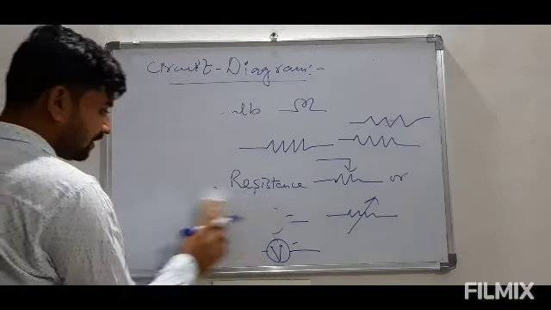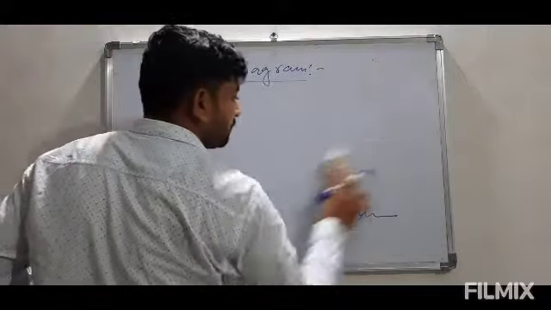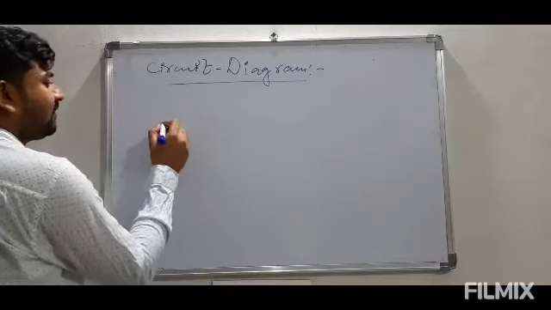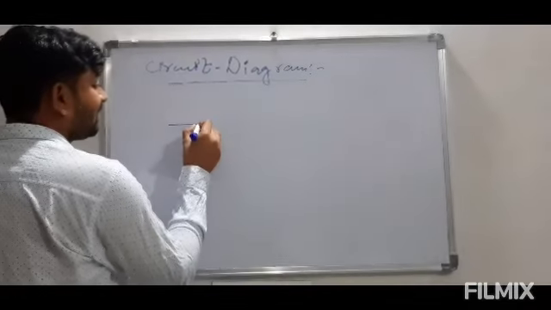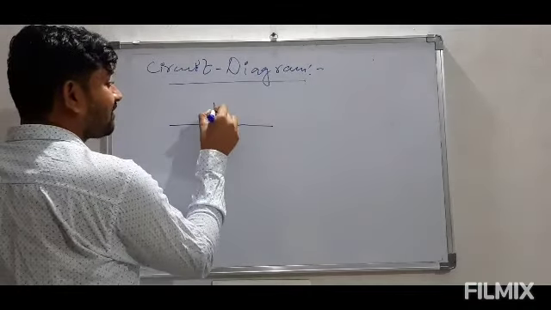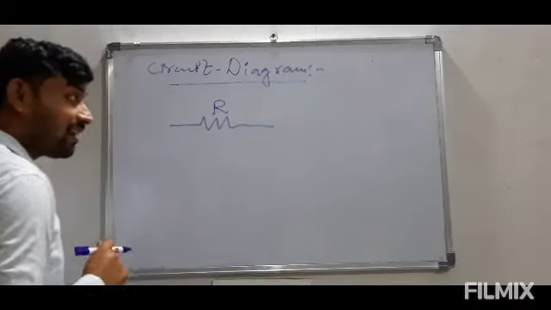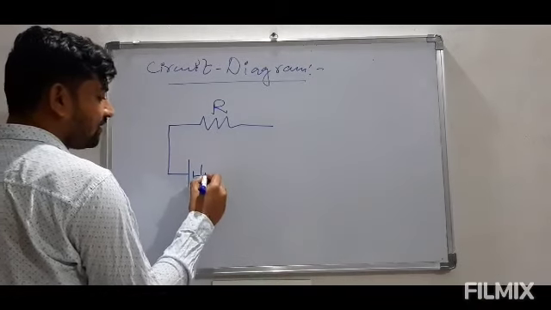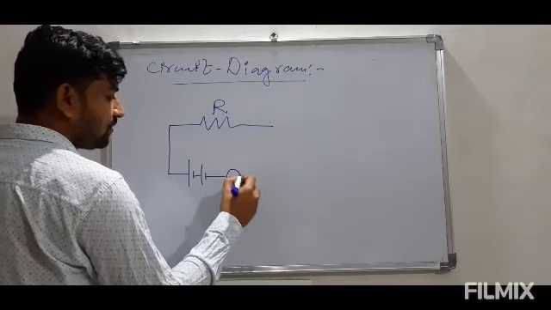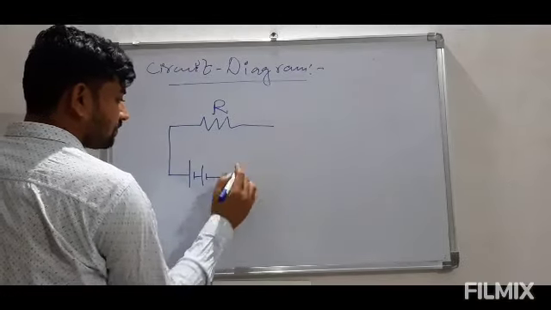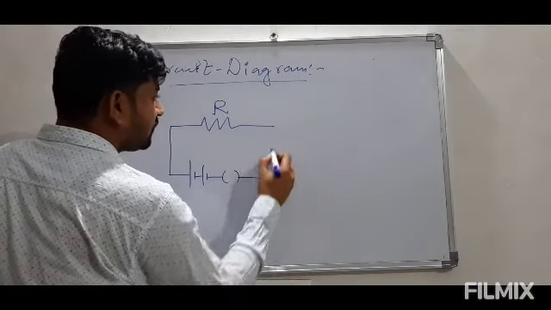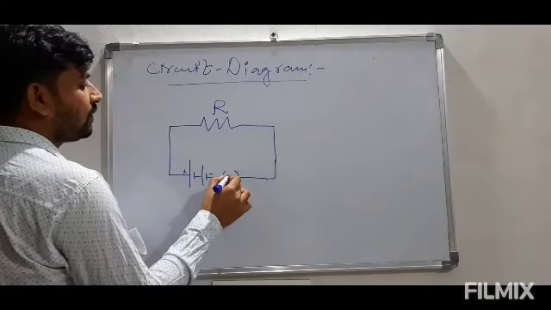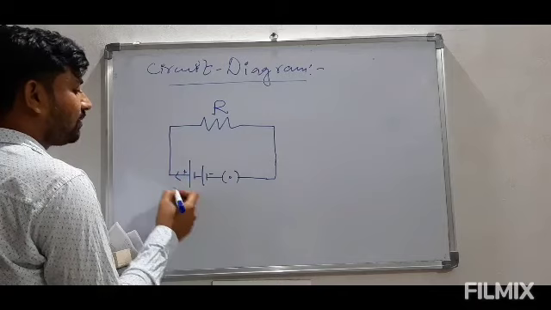Now let us come to the circuit part. Like I told you, suppose we take a very simple circuit. Some resistor with resistance R is taken. We have a battery with 2 cells in it. We have a switch which is in open condition now. Now suppose if we close it, there will be some current.